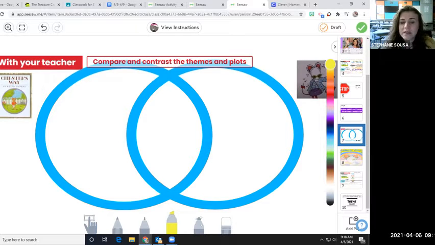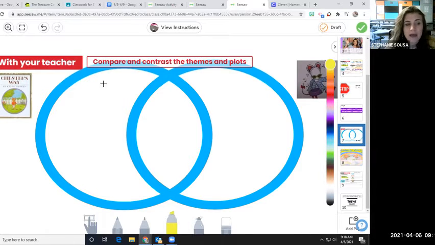Our goal is to compare and contrast themes and plots of texts about like characters or by the same author. We know that both of these texts are by Kevin Henkes, and we also know that both of these texts have little mice as characters, and Lily is in both of them, okay? So let's work on comparing and contrasting.